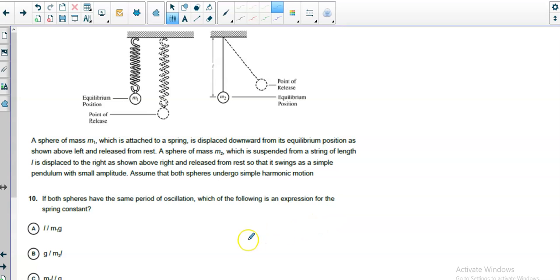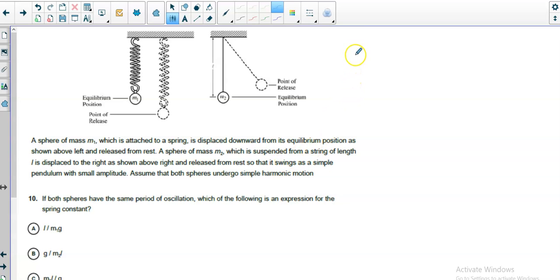Sphere of mass m1 is attached to a spring and is displaced downward from its equilibrium position as shown above and released from rest. The sphere of mass m2 is suspended from a string of length L and displaced the distance shown and released so that it swings as a simple pendulum of small amplitude. Assume that both spheres undergo simple harmonic motion. If both spheres have the same period, which of the following is an expression for the spring constant?